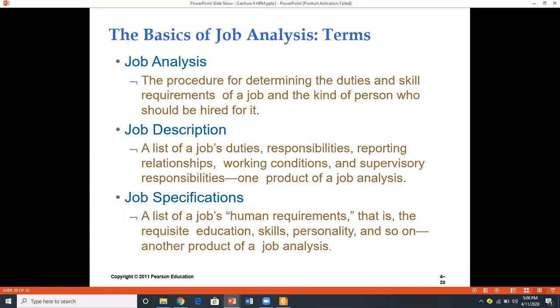The basic job analysis terms: job analysis, job description, job specification. Job analysis: the process of determining the duties and skills required for a job and the kind of person who should be hired for it. Job description: a list of job duties, responsibilities, reporting relationships, working conditions, and supervisory responsibility, one product of a job analysis. Job specification: a list of a job's human requirements, that is, requisite education, skills, personality, and so on, another product of job analysis.